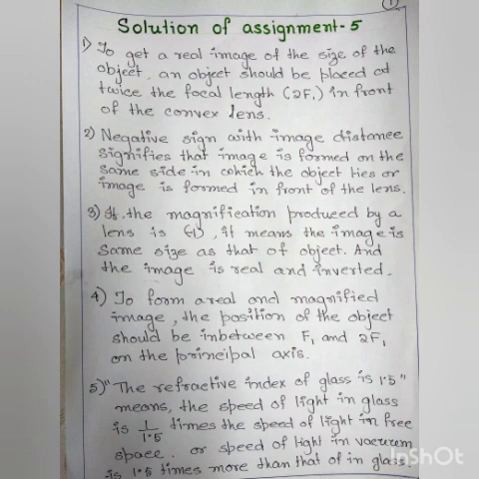Now question 1 is, where should an object be placed in front of a convex lens to get a real image of the size of the object? Now the answer is, to get a real image of the size of the object, an object should be placed at twice the focal length, that is 2f1, in front of the convex lens.